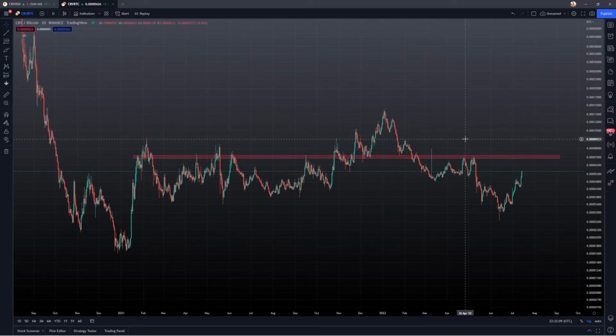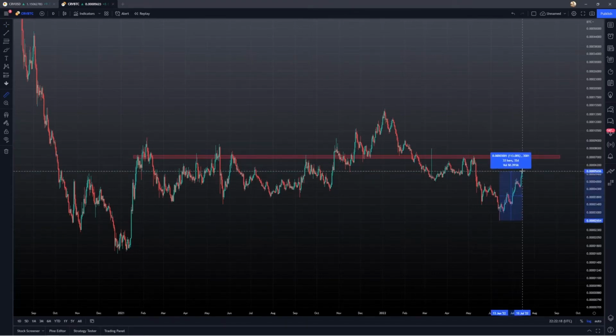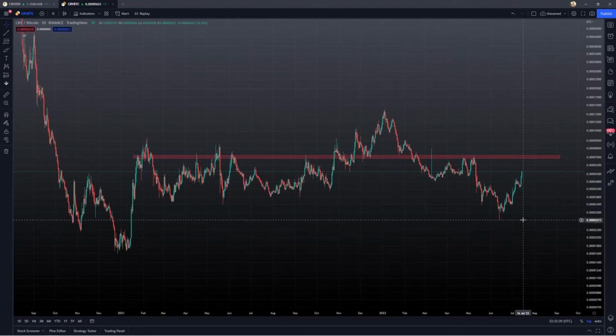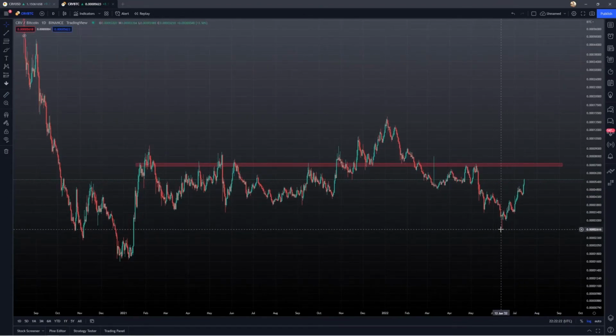So when this chart is moving up, that means Curve has some relative strength against Bitcoin. And as you can see, it has been performing pretty well since the low here. It's up around 113%, so very good to see that we're bouncing off this level here.